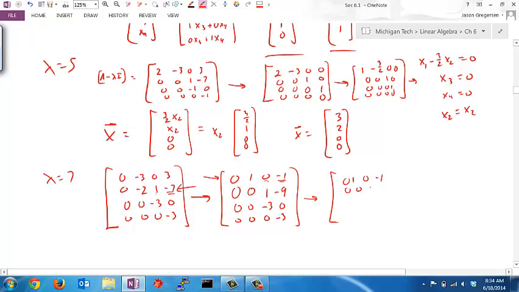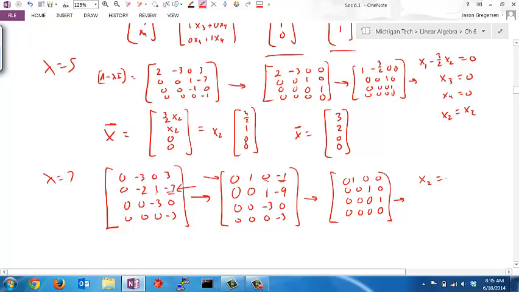Just kind of write it out in a couple steps here. This one will go away. I'll have some number here, I'll turn that into a 1. I'll use it to eliminate this thing. Then I'll use that 1 to eliminate this thing and this thing. I can write out my equations now.